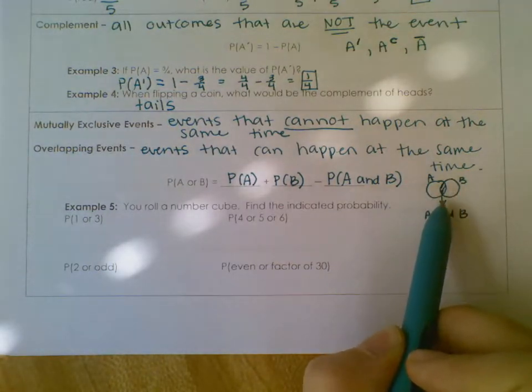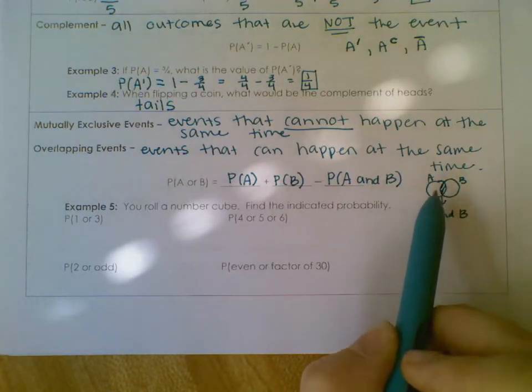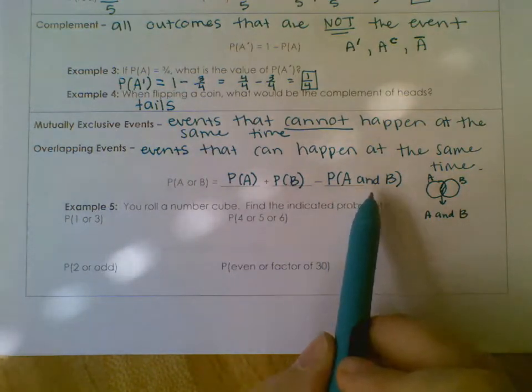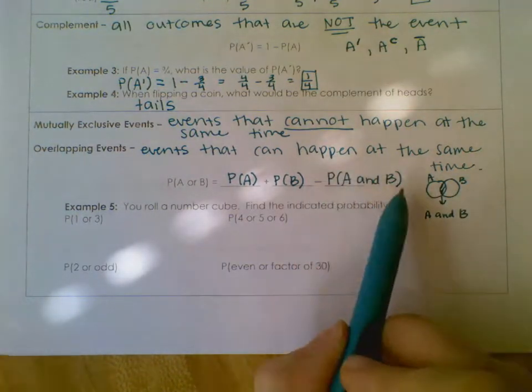If you add these two circles together separately, you just added that overlap twice. I can't count numbers twice if I'm trying to add all the possibilities together. So in that case, I'm going to have to subtract one of those sets away. I'm going to subtract the probability of A and B. That way it's only counted one time instead of twice. So that's why we subtract that overlap.